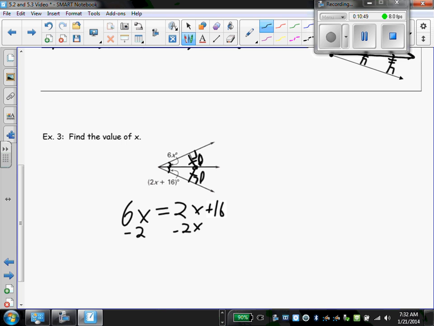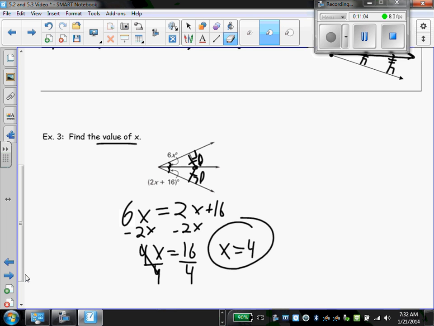Minus 2x, 4x equals 16. Divide both sides by 4 gives us that x equals 4. The directions for this one just wanted x, so actually for this problem, we're done at that point.